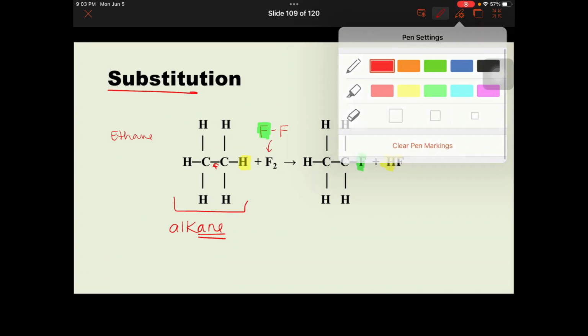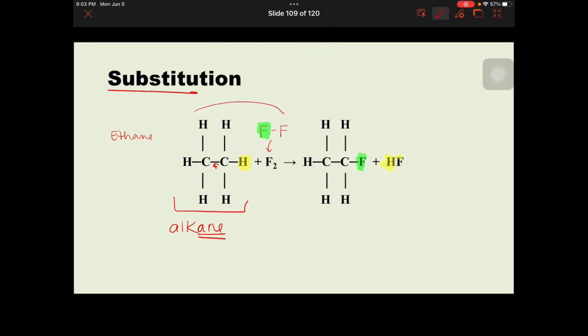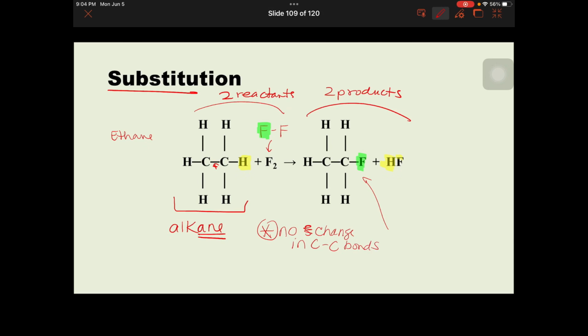The key with substitution reactions is you're always going to have two reactants and you're always going to have two products. This is called a substituted hydrocarbon. I'm just putting one fluorine in its place. There is a really important thing to notice here, and I think this is on the next slide: there is no change in the carbon-to-carbon bonds. The carbon bonds are single, they stay single.